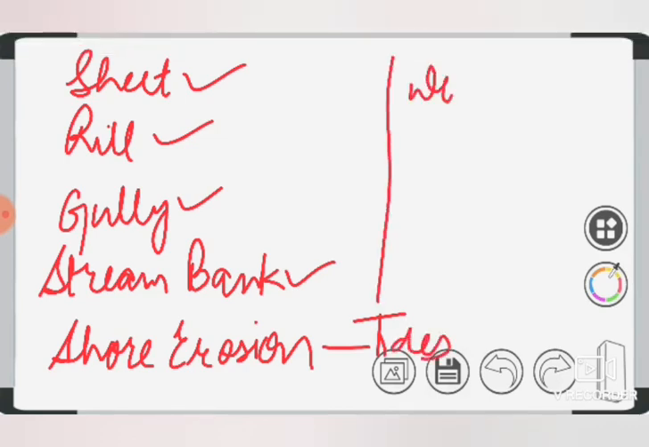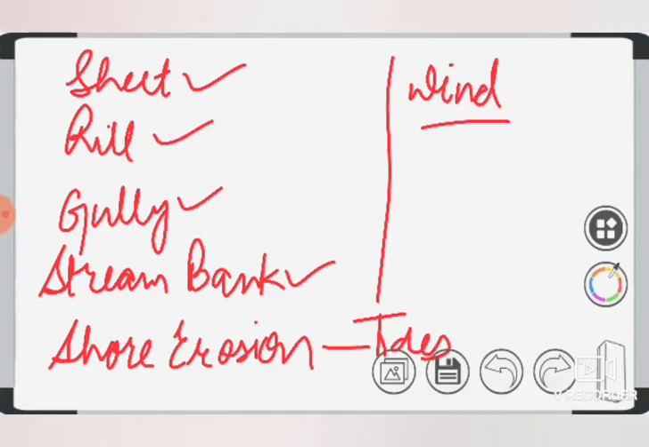When we talk about wind erosion, you know that the agent is wind. Reasons can be many. If the vegetation cover is not there, then wind can take the soil with it. If the soil is very dry, the wind will come and take the soil. If the wind is at very high speed, it will come and take the soil along with it. So this is wind erosion.